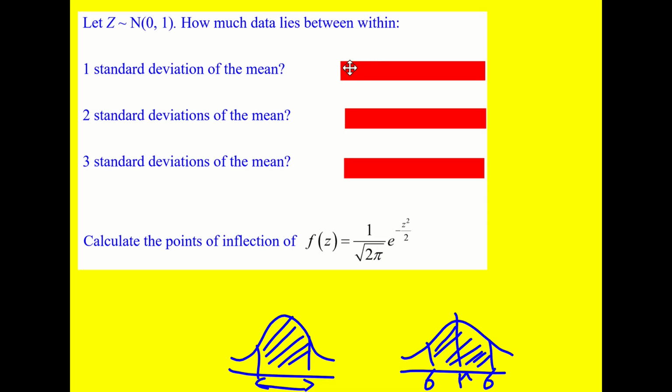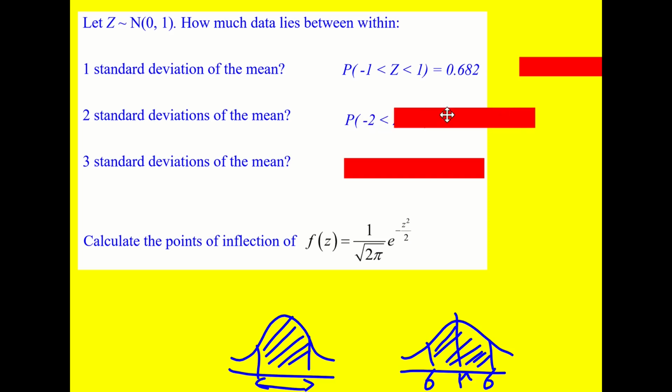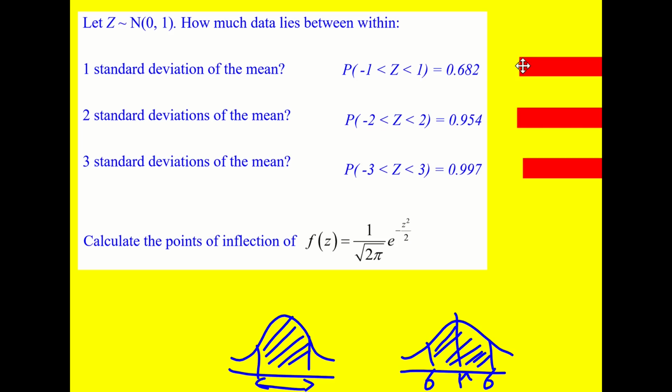Well, in this case, it's just a probability that Z is between minus 1 and 1. And you can use your normal distribution function for that, and that's what you get. And if you do it quickly for the other ones, minus 2 to 2 and minus 3 to 3, then this is what you get.